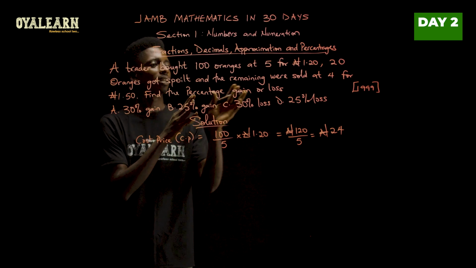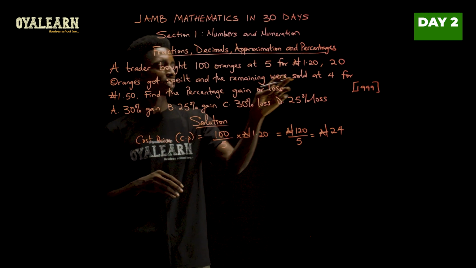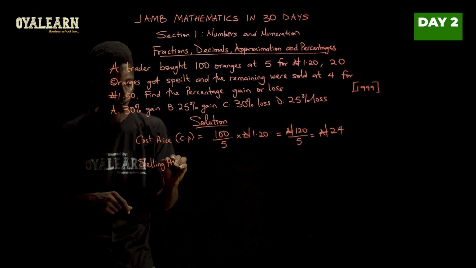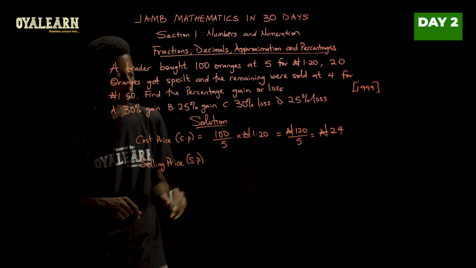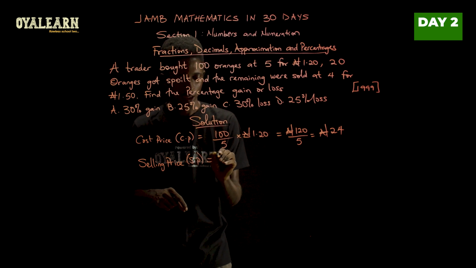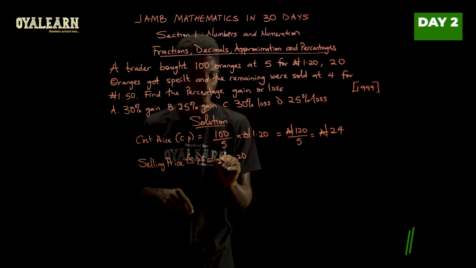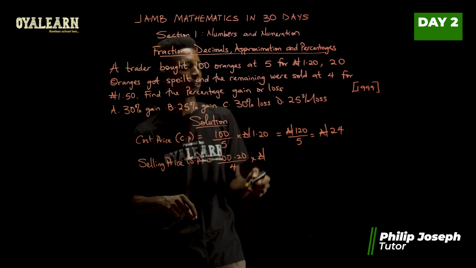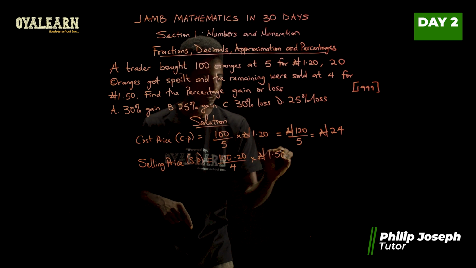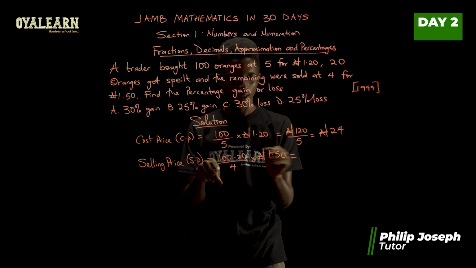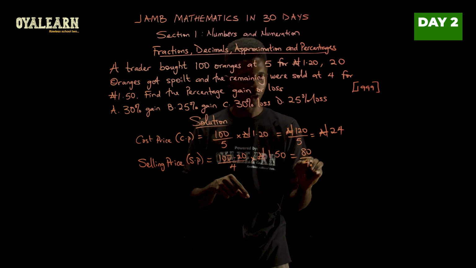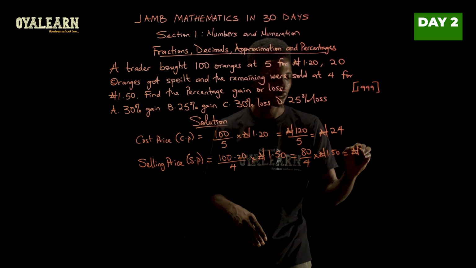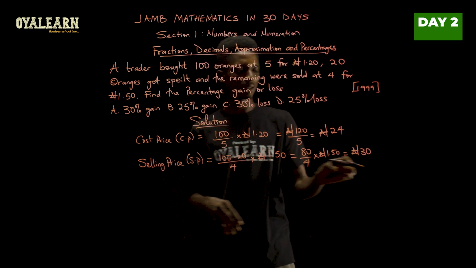Now, recall that we're told that out of that 100 oranges, 20 of them got spoiled. So the selling price is going to factor what is left of the 100. So we're going to have 100 minus 20, and we divide this by 4, and then we multiply by the selling price we are given here, which is 1.50. This gives us 80 over 4 times 1.50. When you multiply this, your answer would be 30 naira. So the total selling price is 30 naira.